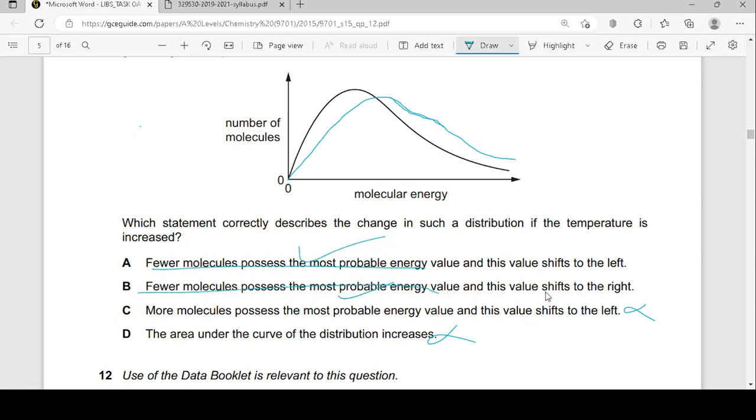Even in A, they say that. And this value shifts to the right. As I showed you, it shifts to the right, right? Because if you're increasing the temperature, the average energy of the particles is increasing, right? So the graph shifts to the right. But then fewer molecules possess this most probable energy value, and this value shifts to the left. No, that will happen if the temperature decreases, okay? So the answer is going to be B.